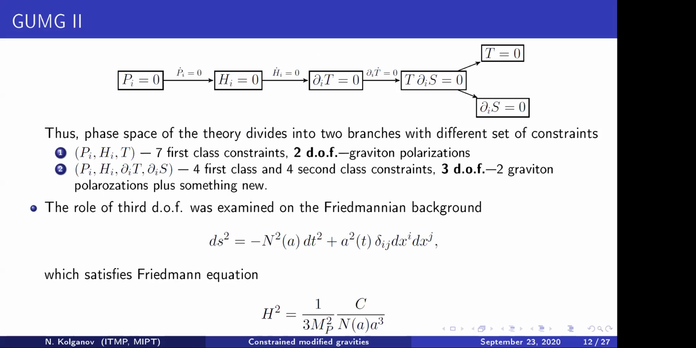So we can test what is the role of this additional degree of freedom. We will do it on the Friedmannian background. We can write down the analogy of Friedmann equations, where the right-hand side comes from the fact that there is no 0,0 component of Einstein equations, because one of the metric coefficients is fixed by the constraint. The capital C is a constant of integration of the spatial Einstein equations. Being integrated, this spatial Einstein equation becomes an analogy of the Friedmann equations.